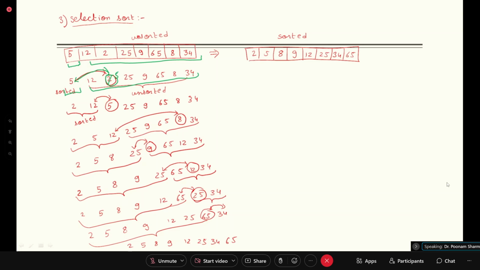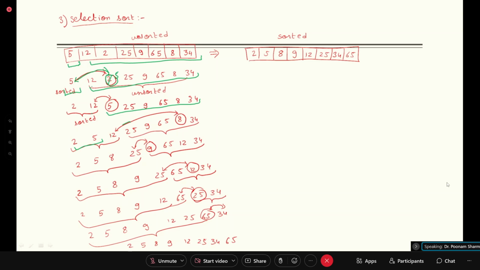Now again they will identify the least value and they will swap with the next value. So 5 will come here. So this is the sorted part and this is the unsorted part. Then again 12 comes here. They will identify the least value as 8. They will swap it with 12. So basically they are doing two things. One is identification of the least value in the array, and second one is swapping it with the first unsorted value.